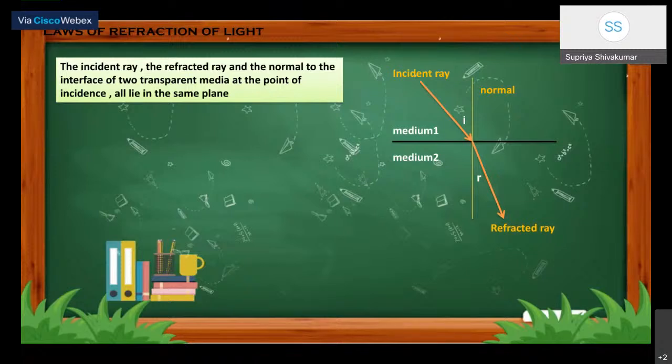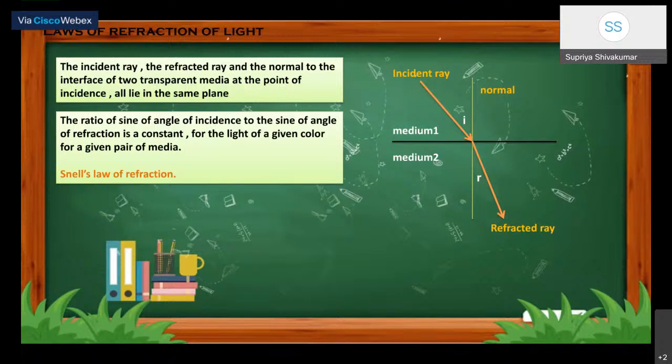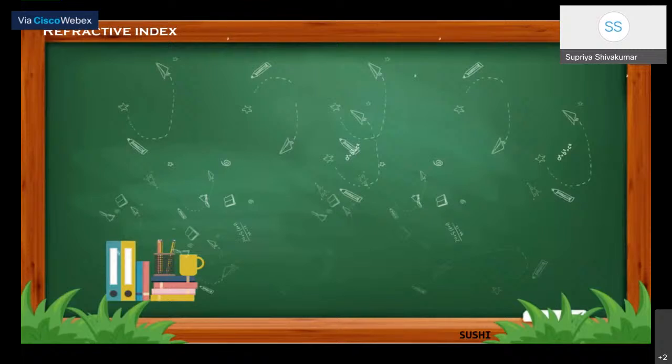Next comes the second law. We all know that the second law is also called Snell's law. So what does Snell's law say? Snell's law says that the ratio of the sine of the angle of incidence to the sine of the angle of refraction is a constant for light of a given color for a given pair of media. For now, we'll not concentrate on the given color, we will just concentrate on the given pair of media. That is given by the expression sin i by sin r is equal to a constant. This itself is termed Snell's law. And the constant which we are referring to here is the refractive index, which we will be learning in the next slide. Okay, next comes refractive index.